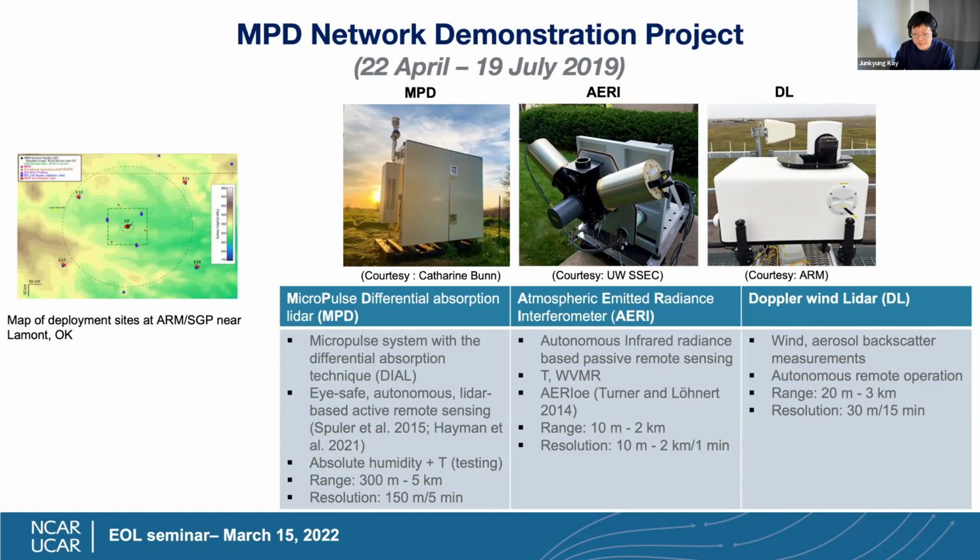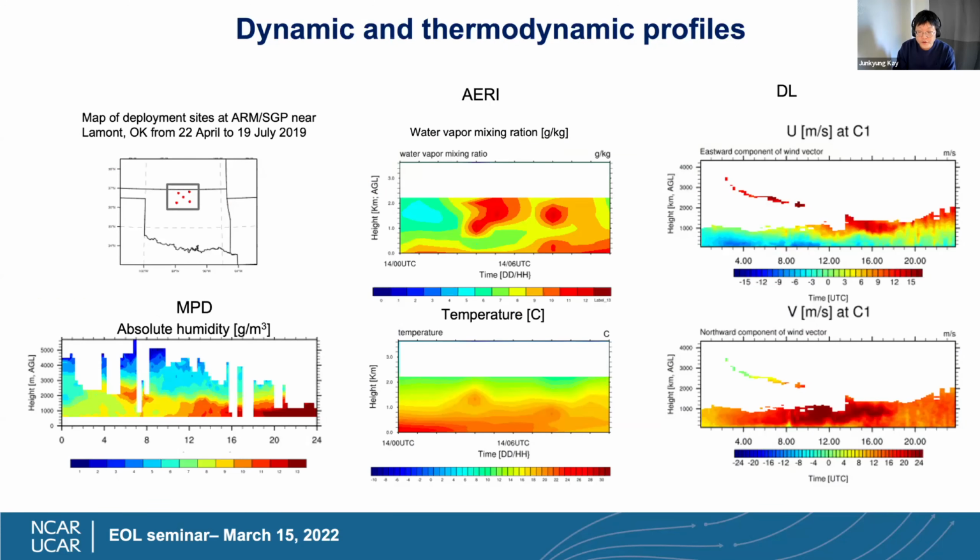This table summarizes the details about these 3 ABL profiles. And the left figure shows the location of the deployment site near Lamont, Oklahoma. So we utilized data from this 3-month field campaign for our OSSE study. The left figure shows the map of our 5 SGP sites, and we show an example of the time-height cross section of the MPD, AERI, and lidar observation.